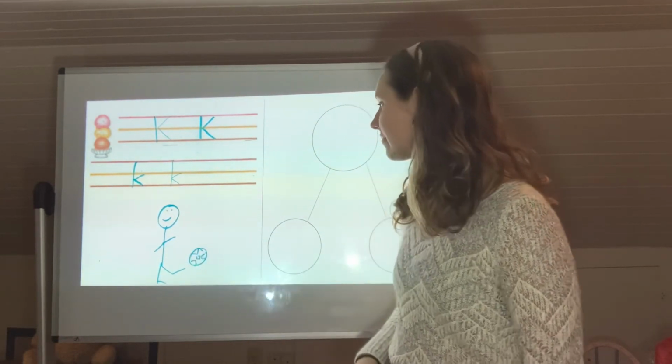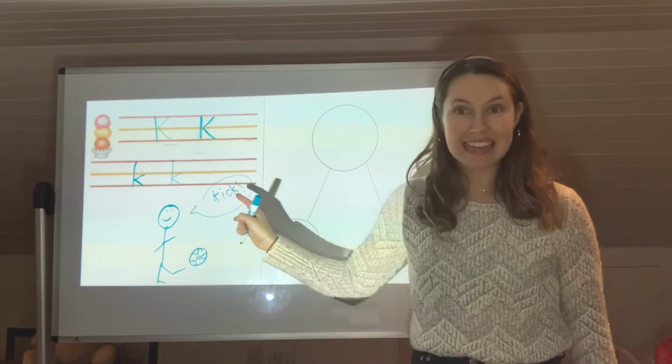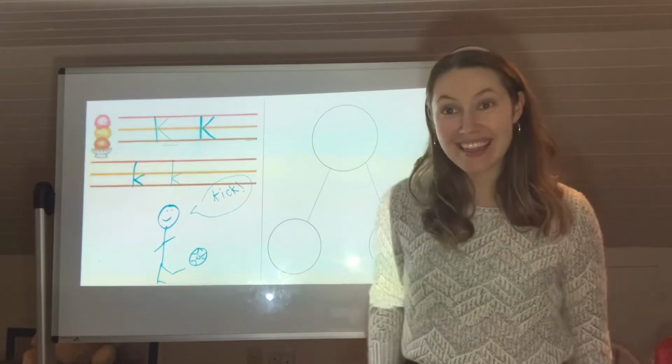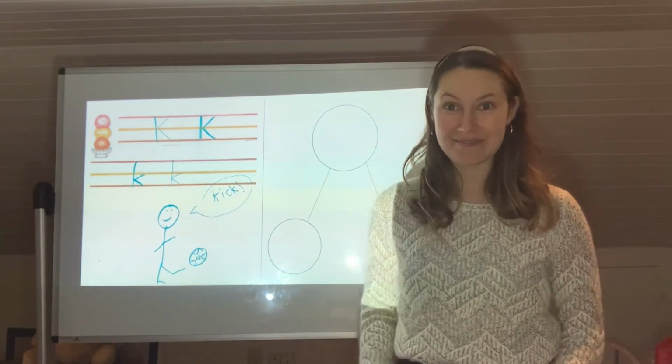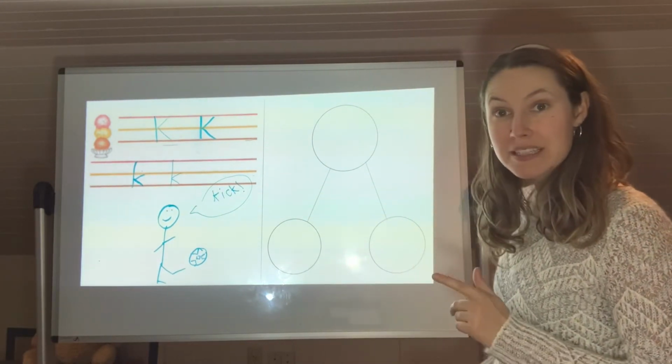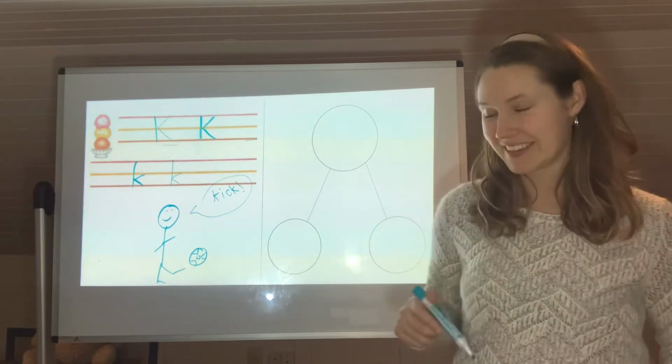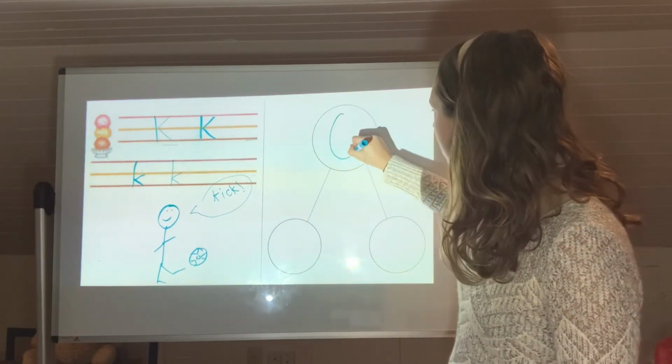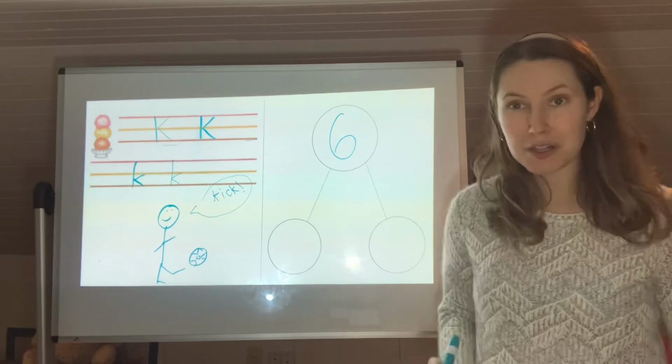Saying kick. And that is my letter K review of the day. Now we spun the number wheel and we got number 6. So for number 6, I'm going to think about my hidden partners today. I'm going to write my number 6 in my big circle in my number bond.